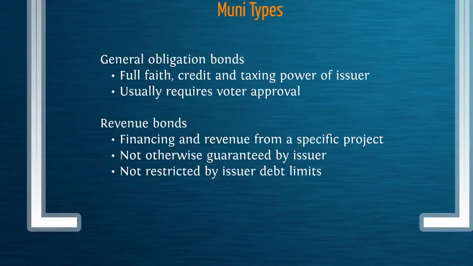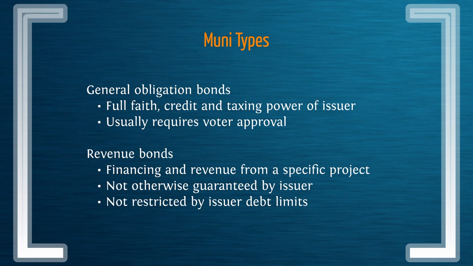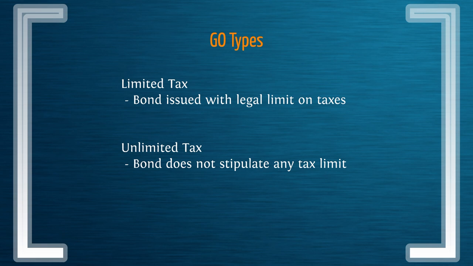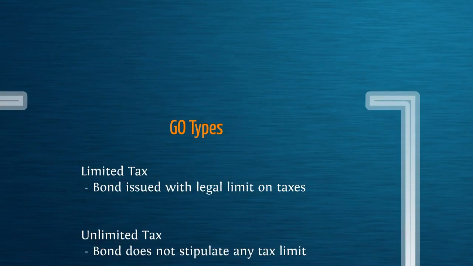There's two major types of municipal bonds: general obligation bonds, which are backed by the full faith and credit of the issuer, and revenue bonds, which are only backed by the revenue coming off of a specific project. Let's say the tolls coming off of a toll booth or something like that. Otherwise, there's no guarantee by the issuing government. There's two different types of general obligation bonds: limited tax, which have a legal limit on taxes, and unlimited tax, which does not stipulate any tax limit at all.